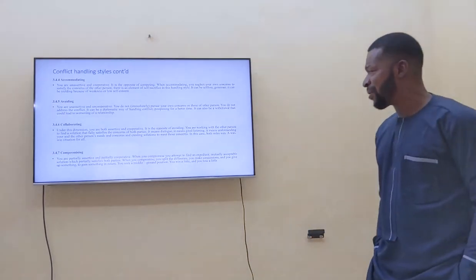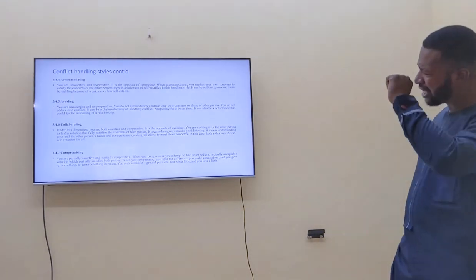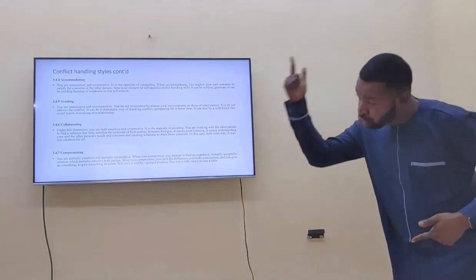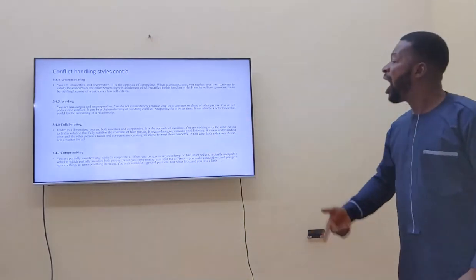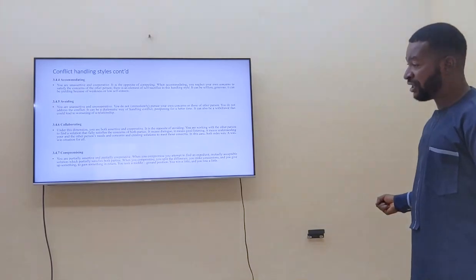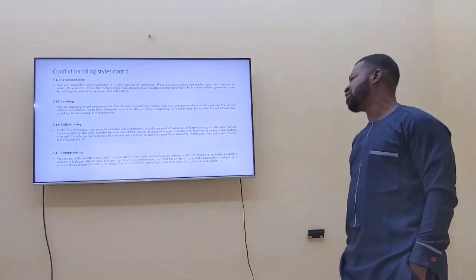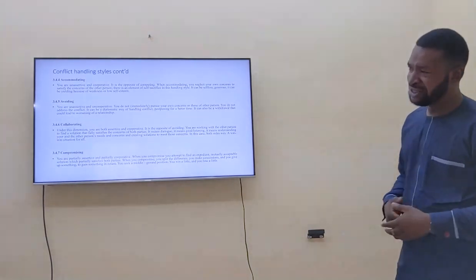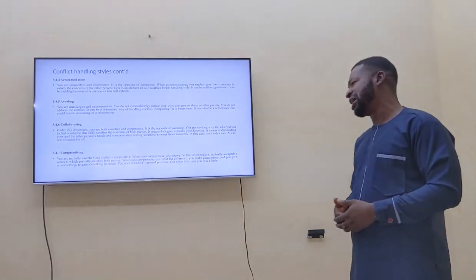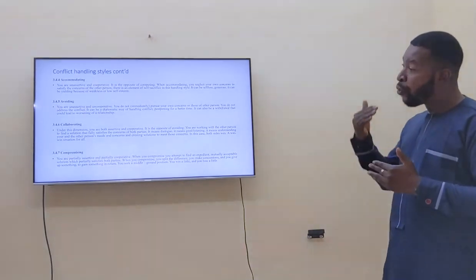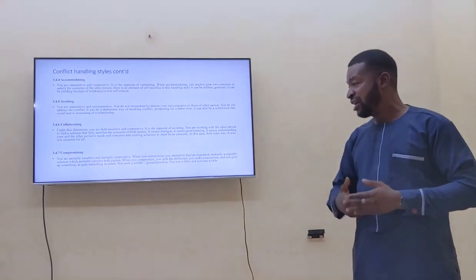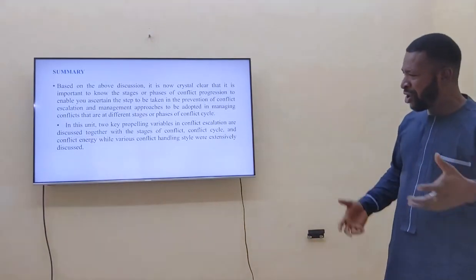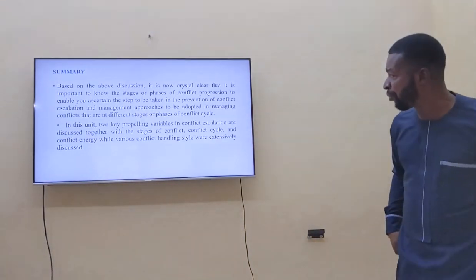The other one is collaboration. Under this dimension, you are both assertive and cooperative. Collaboration is about trying to achieve your own goal, and at the same time achieve the goal of the next person. Then the last one is compromising. You are partially assertive and partially cooperative. In compromising, you know that if you want to achieve everything you want to achieve, definitely you are going to step on someone's toes. So what you do is to carry yourself along, make compromises while the other person makes compromises.